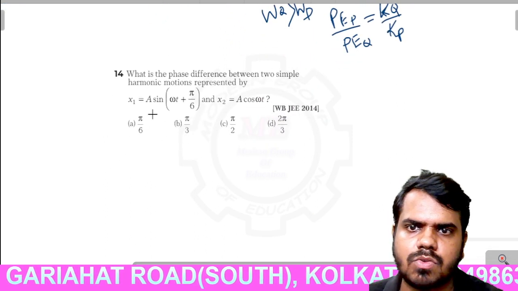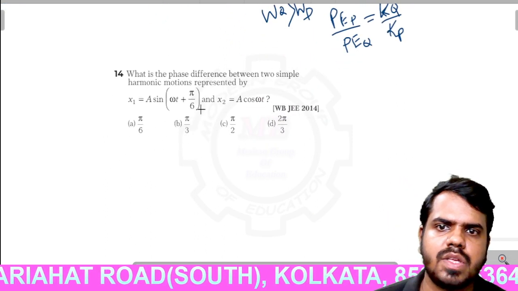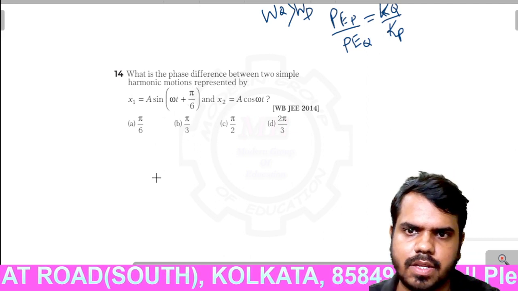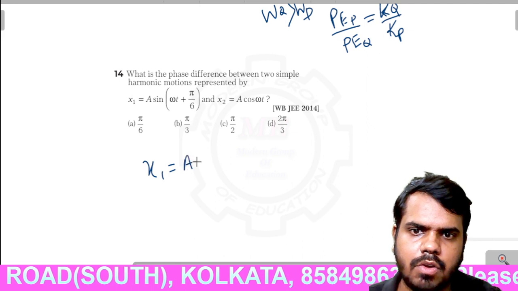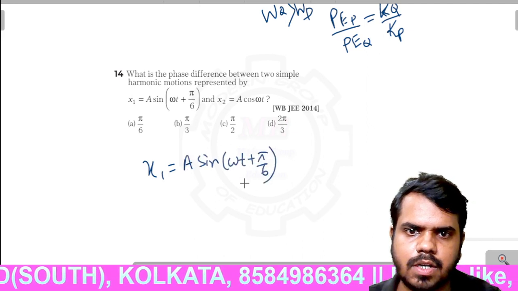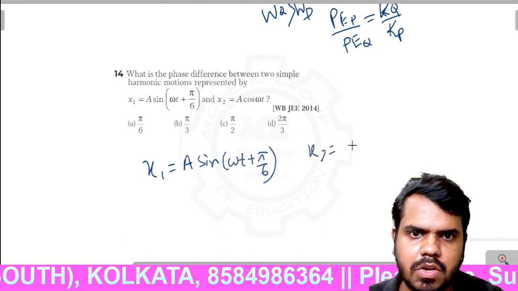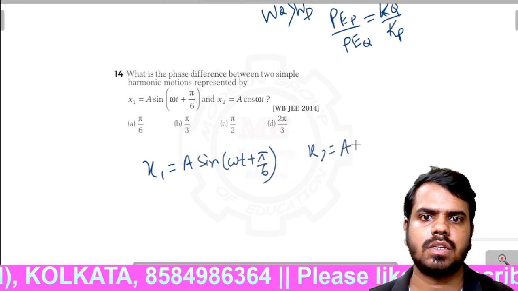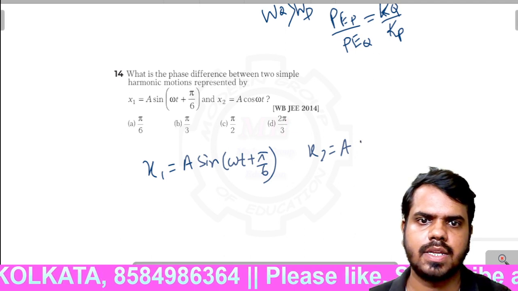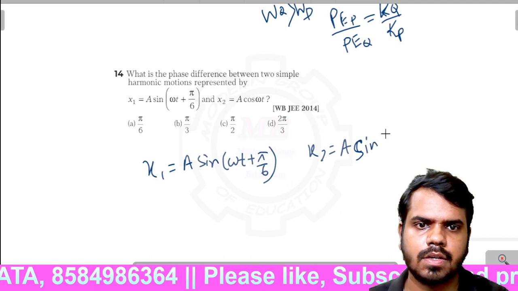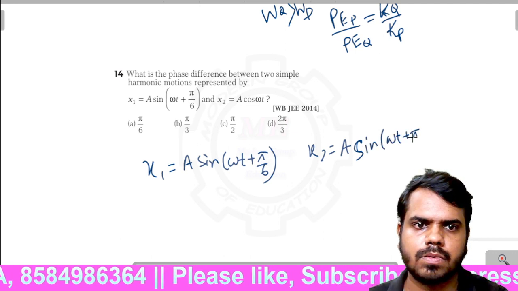And the last question is, what is the phase difference between two simple harmonic motions represented by A sin(omega t plus pi by 6) and A cos omega t? First you have to write all the equations in sine or cos, either one. I am writing all the equations in sine. That is, A cos omega t has to be changed to sine. A cos to sine is pi by 2, so A sin(omega t plus pi by 2).